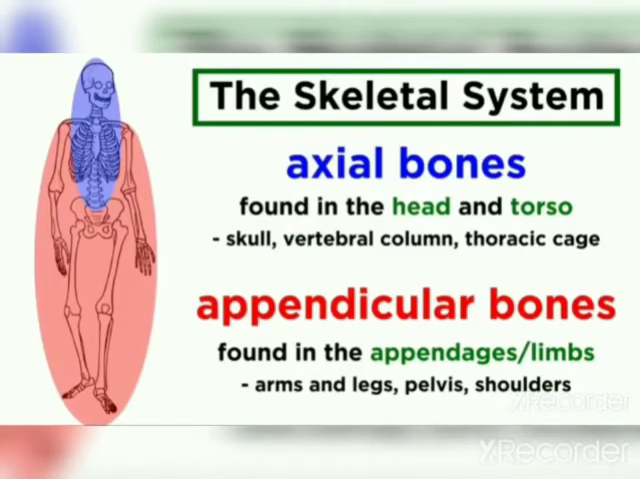The skeletal system is divided into two parts, axial bones and appendicular bones. As shown in the diagram, the bluish part is axial bone and the reddish part is appendicular bone. Axial bones are found in the head and torso, and the torso includes the skull, vertebral column and thoracic cage. Appendicular bones are found in the appendages, meaning limbs, arms and legs, pelvis and shoulder.